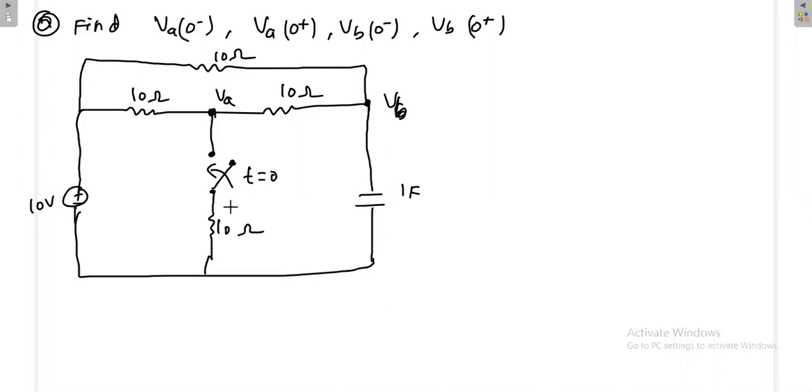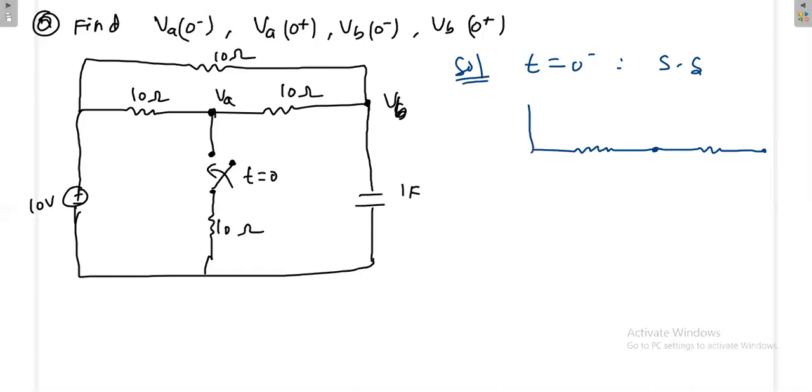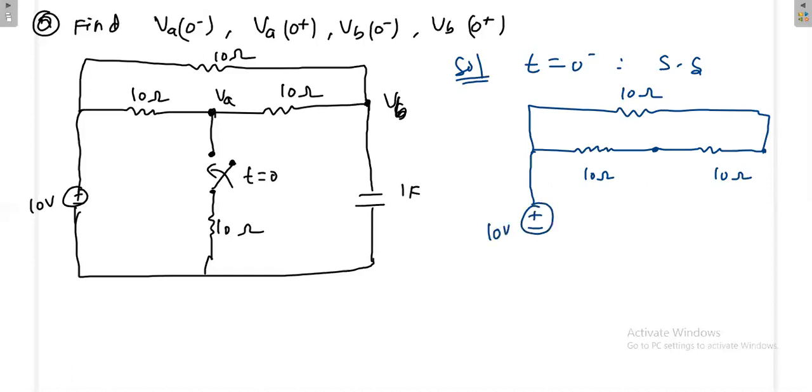Then what is the state of the circuit at t is equal to 0 minus? At t is equal to 0 minus, the circuit will be in steady state. The state of the circuit will be something like this. Another resistance. All are 10 ohm, and this is 10 volt. This is the state of the circuit at t is equal to 0 minus, because this is open.